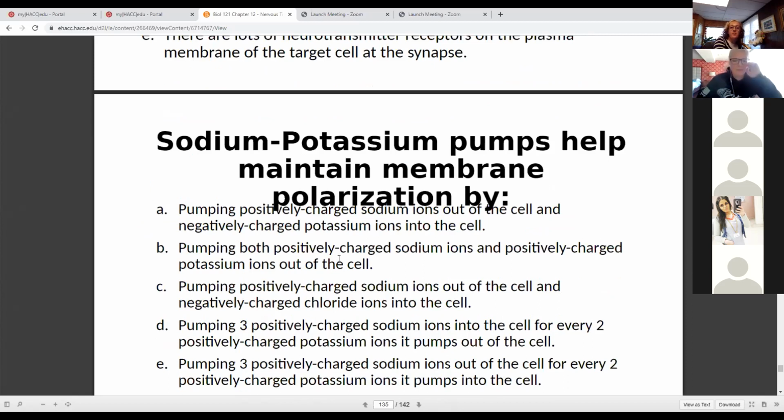Sodium potassium pumps help maintain membrane polarization by what? What do the sodium potassium pumps do?